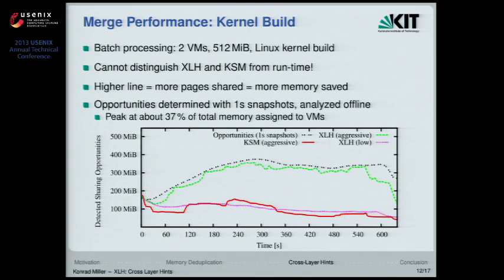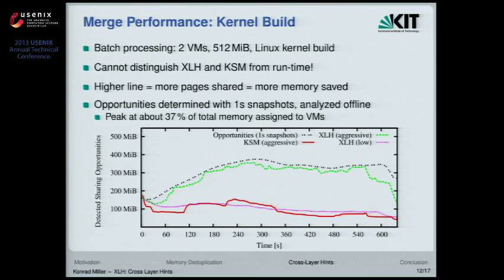In this graph, a higher line means that more pages are shared and that more memory pages are saved. Before we ran the two systems, XLH and KSM, we first determined the possible amount of sharing. We did this by taking 1 second snapshots and then doing an offline analysis of those snapshots. We just counted how many pages were the same in those snapshots. This is the black line on top here, and that line peaks at about 37% in this workload.